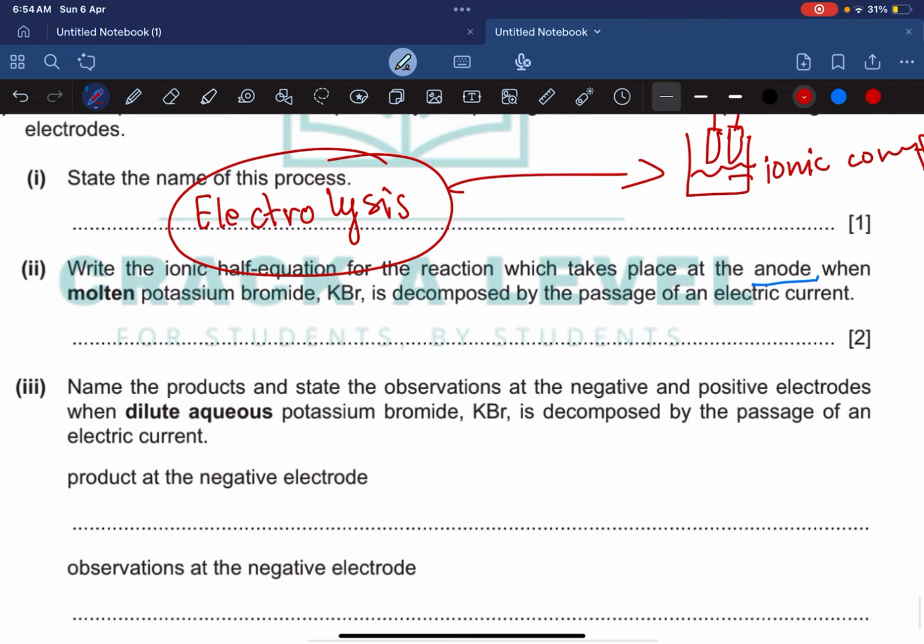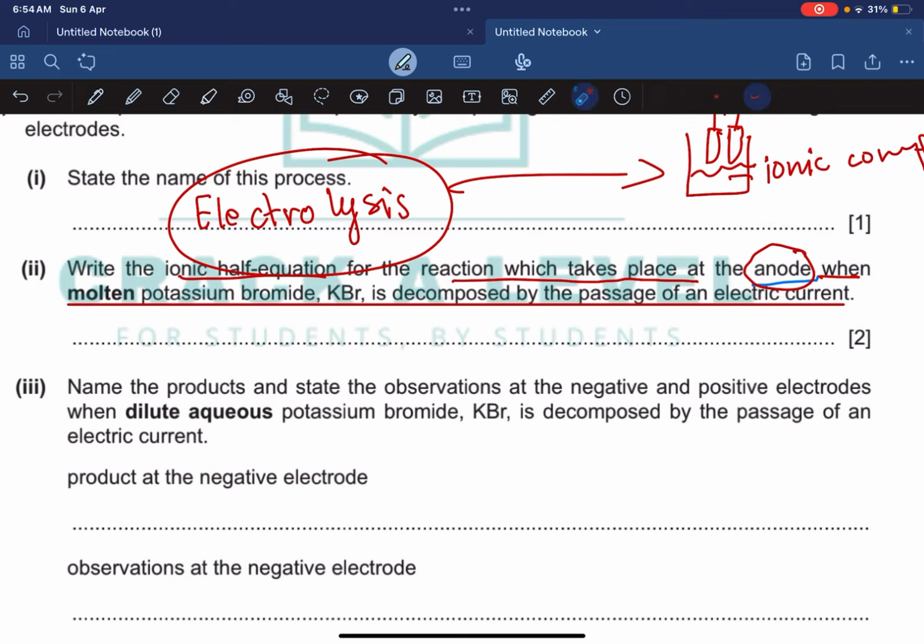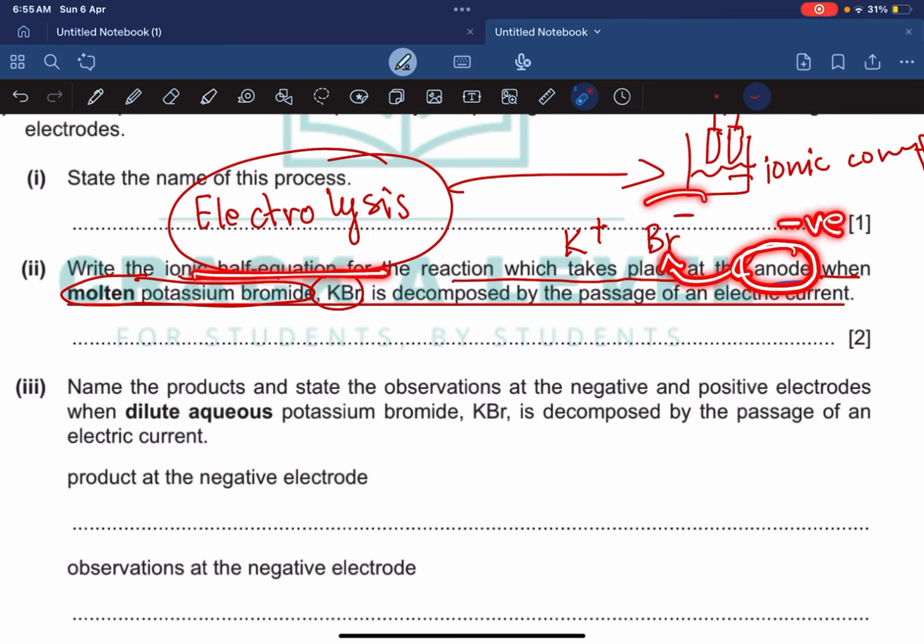Write the ionic half equation for the reaction which takes place at the anode when molten potassium bromide is decomposed by the passage of an electric current. Now, whenever they've given you ionic half equations, first you've got to realize what kind of thing you are decomposing. Over here they've highlighted this word molten, that it's molten potassium bromide. Molten potassium bromide means that the only two ions you're going to have are K+ ions and Br- ions. We have to write the ionic half equation which takes place at the anode. At the anode you always have negative ions, so we're going to have our bromide ions being discharged at the anode to form bromine gas or bromine liquid.